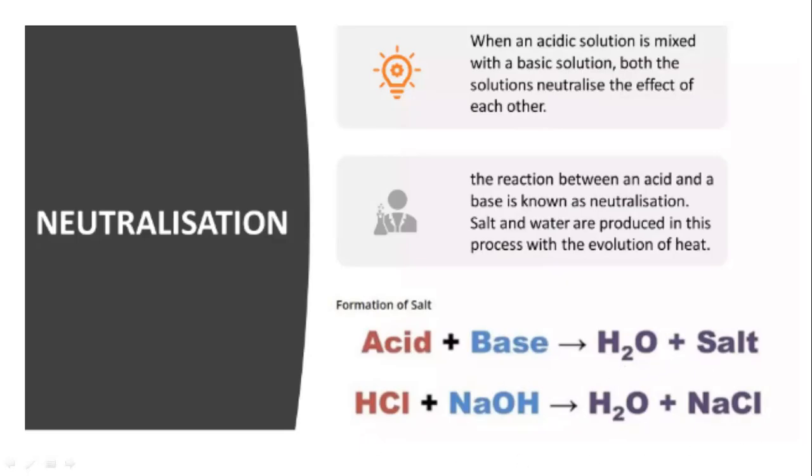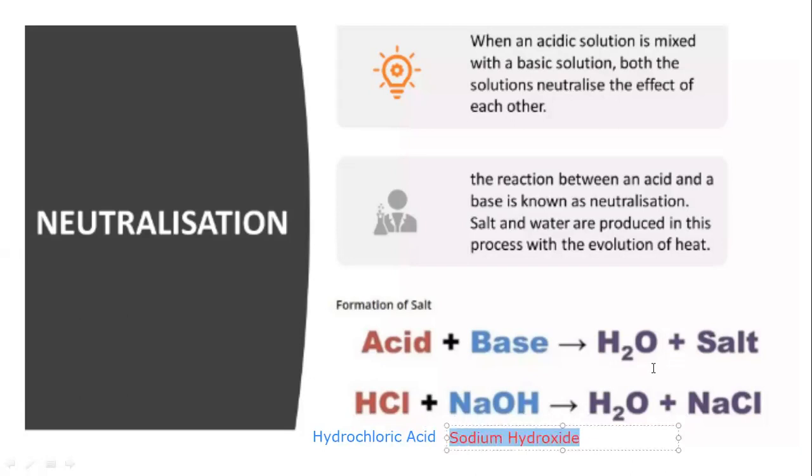Formation of salt. Here you can see acid plus base gives H2O, that is water, plus salt. Here you can see there is a chemical equation, for HCl, that is hydrochloric acid. I'll just write down the names. That is HCl, which is hydrochloric acid, and NaOH. NaOH is sodium hydroxide. So these are the very, very common acids and bases.